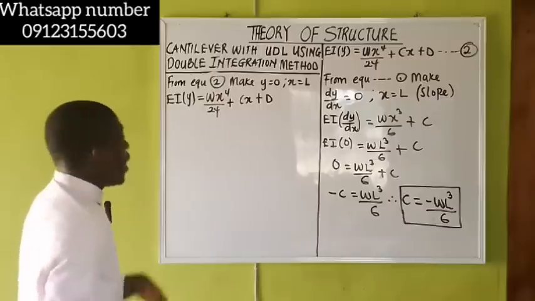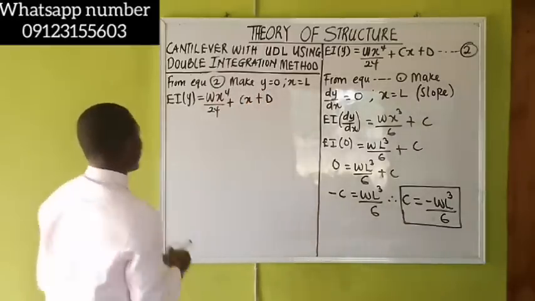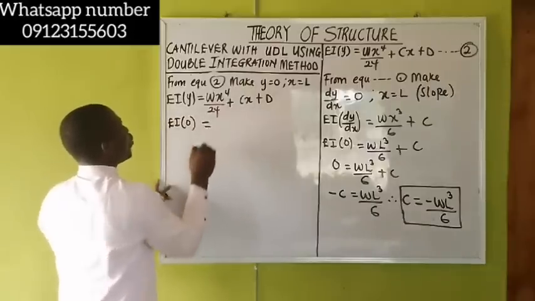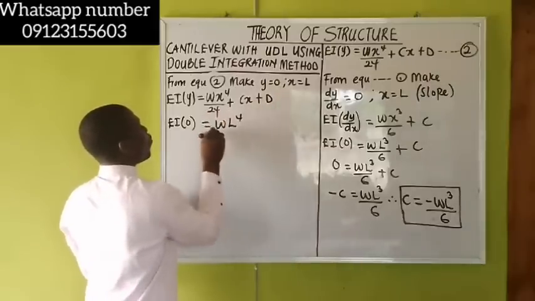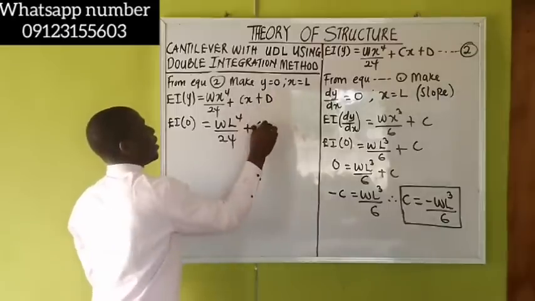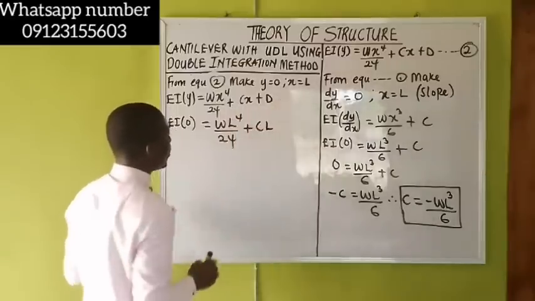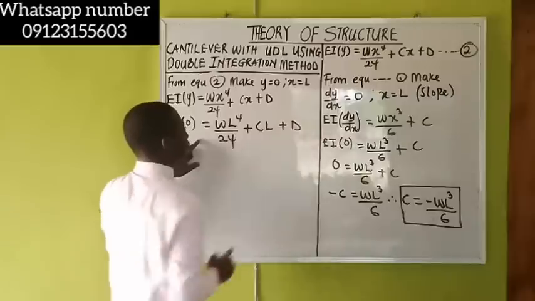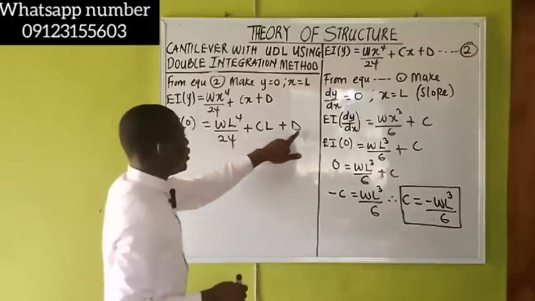That is to say, anywhere I see y, I'll put 0. Anywhere I see x, I'll put n. That's all. That becomes EI into 0 is equal to w x is what? n. x to the power 4 over 24 plus cx is what? n. Sorry, x becomes n. That is n. Yes, n plus d. I have this. Next up, I need to take d to the other side.